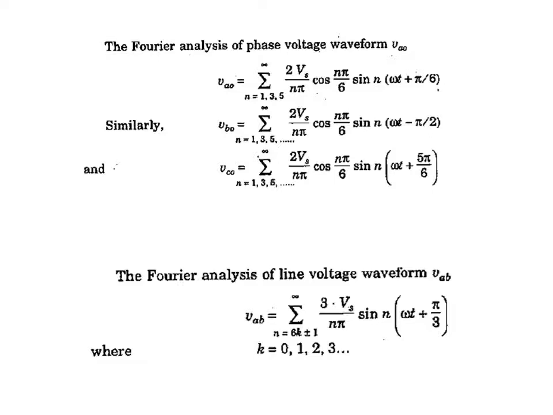Fourier analysis for line voltage waveform VAB, considering the above neutral voltages, can be found out. The equation for line voltage VAB is equal to summation n is equal to 6k plus minus 1 to infinity 3 Vs divided by n pi sin n omega t plus pi by 3, where k is equal to 0, 1, 2, 3 up to 5.